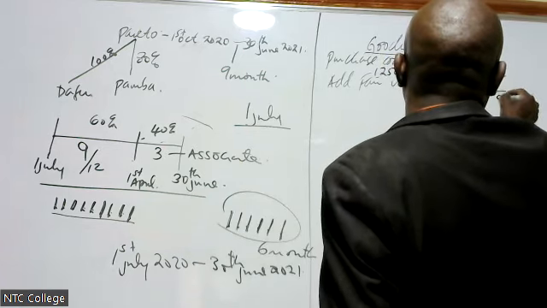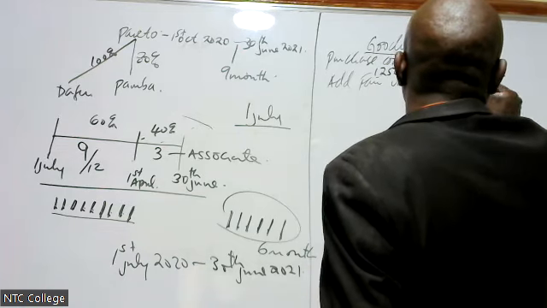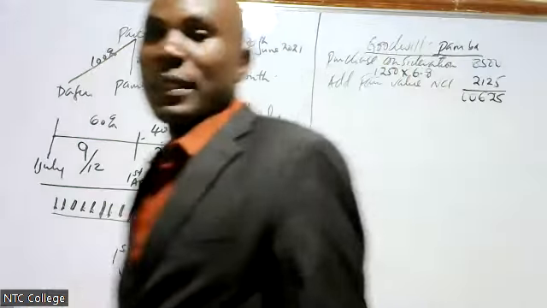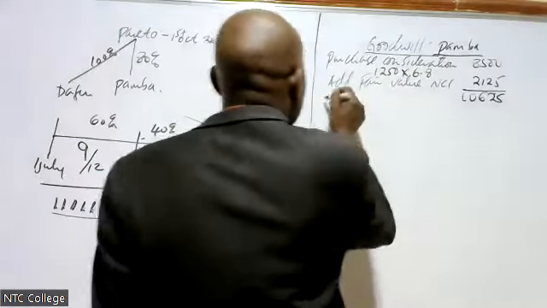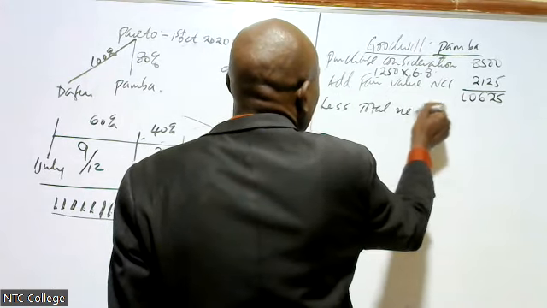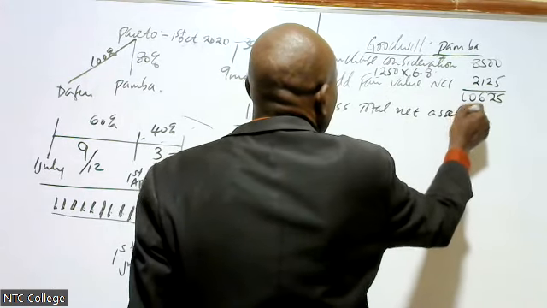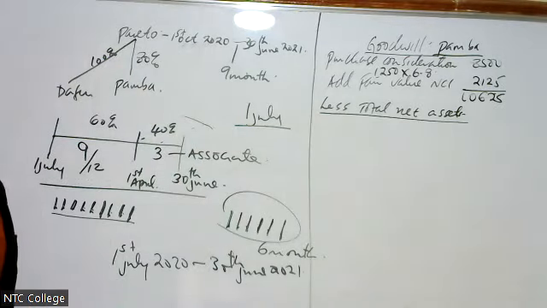21.25. Therefore, the total is 5,2 6,10 6,25. That is the total, 10,625. Then we come to less total net assets acquired.